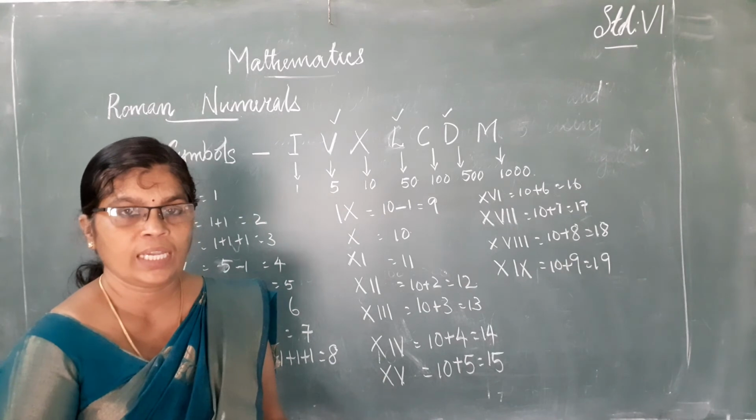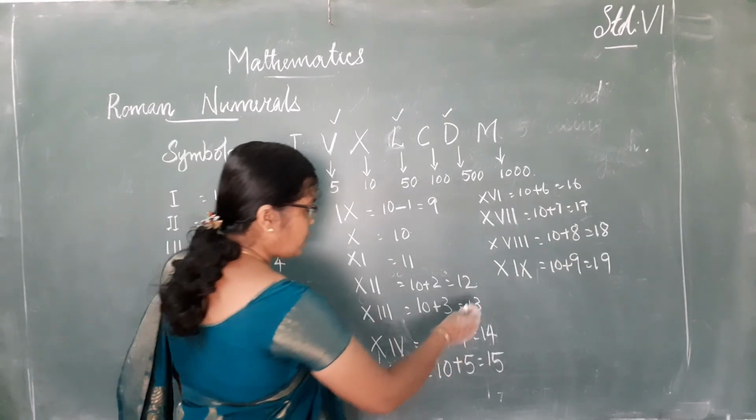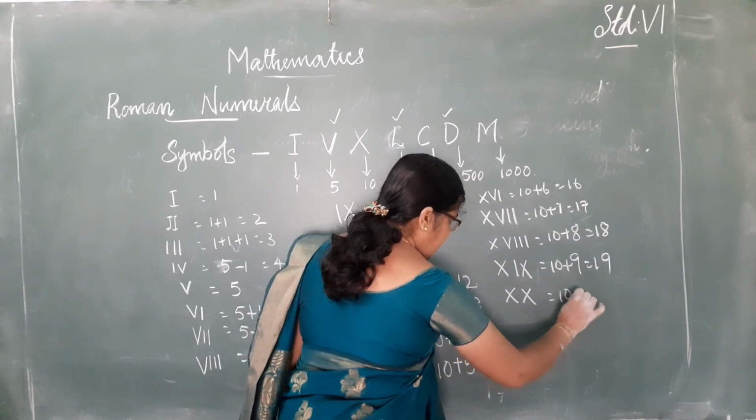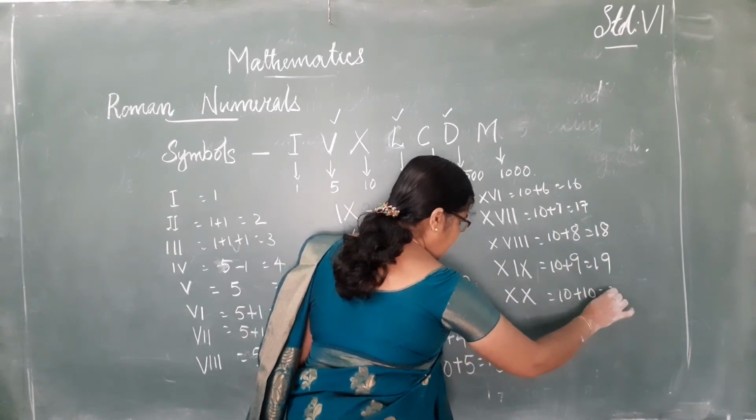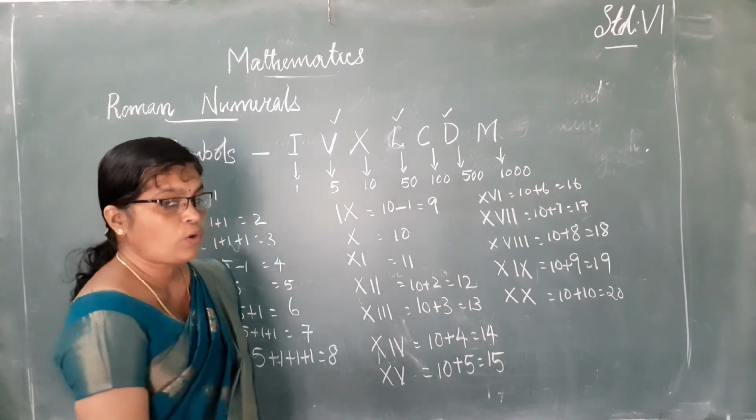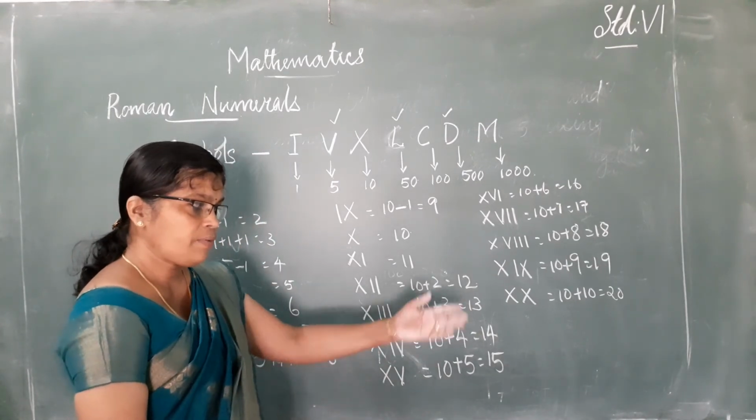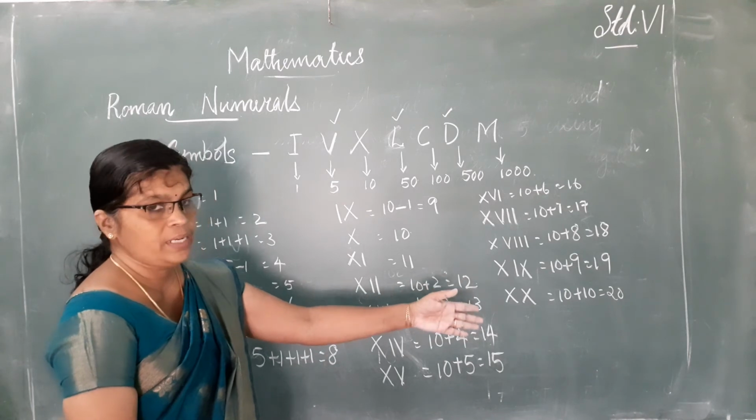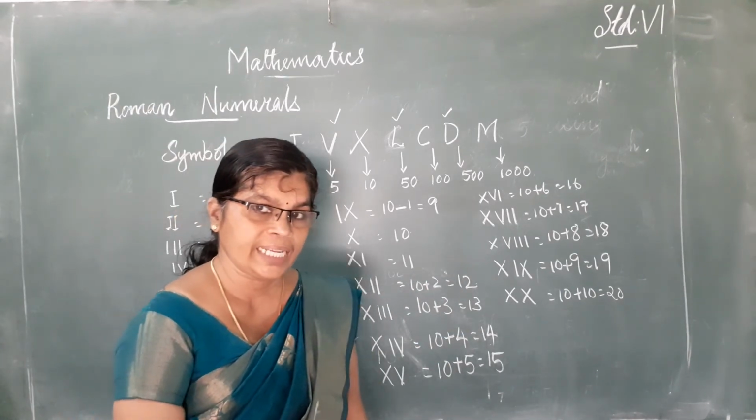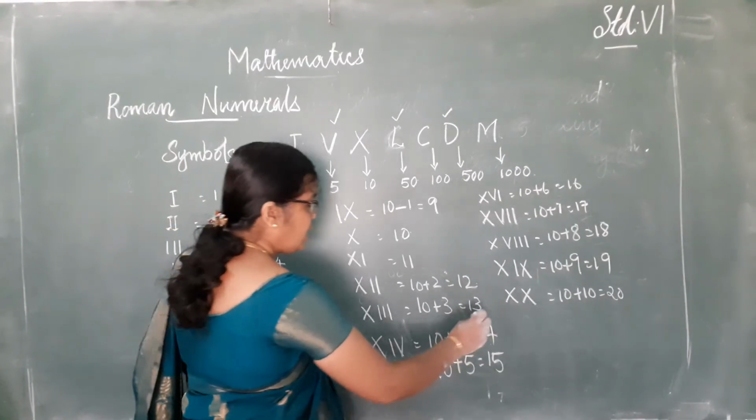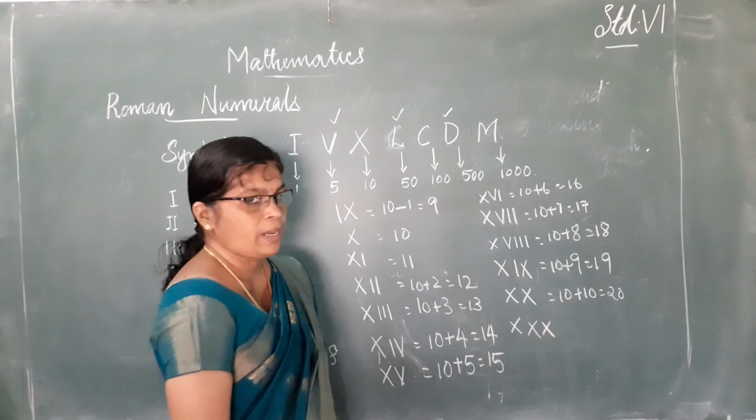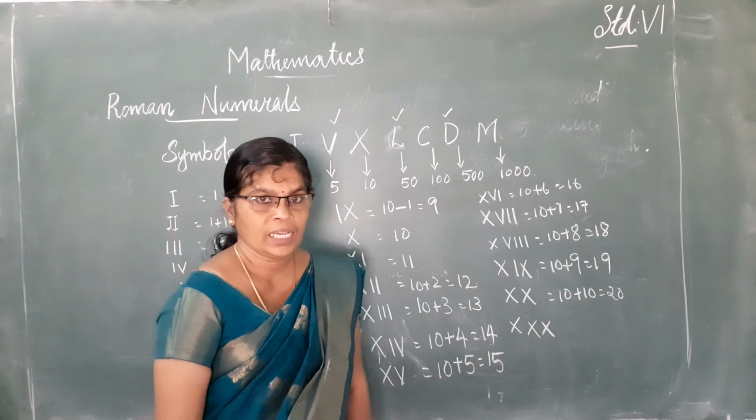Right? Then 20, how will you write? 2 X's we have to write. X and X. 10 plus 10, we can write 20. Okay, children. Then 21, 22 we can write like that: 20, then we write 10 and 1, 10 and 2. Then how will you write 30? 30 is X, X, X. 3 times. 10 plus 10 plus 10, you get 30.